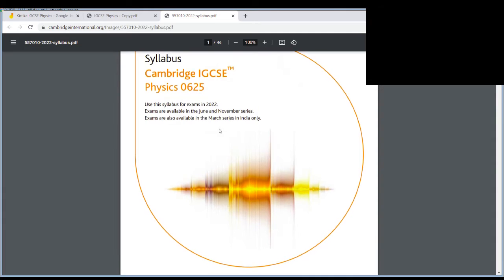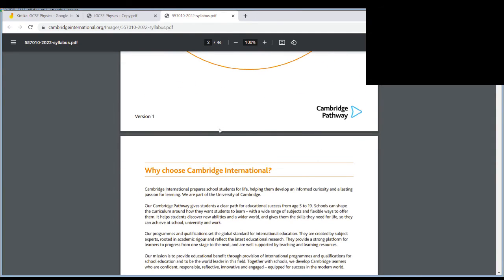Your paper 1 is MCQs. You'll have 30 or 40 MCQs. I mean, we'll just see. Paper 2 and paper 4, that is what I meant.